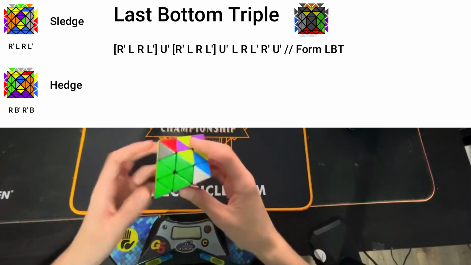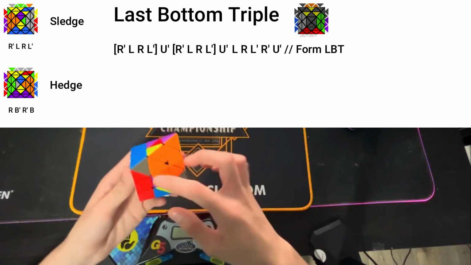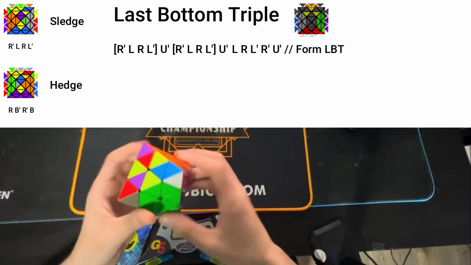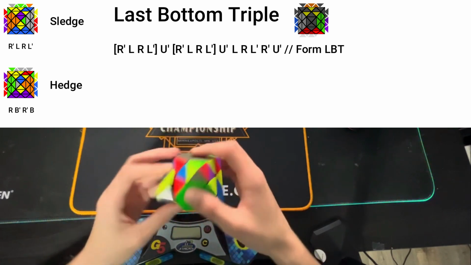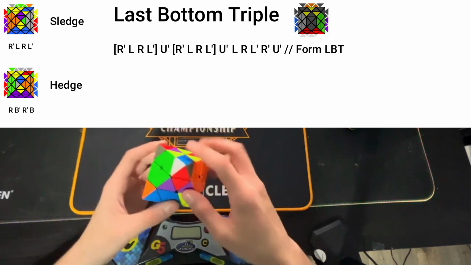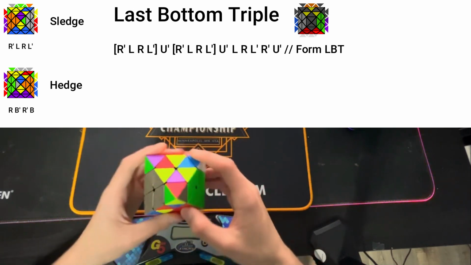And now, when it comes to inserting the bottom triple, you can't do this, because that messes up your centers scheme. So instead what we do is, first we make sure that it's not above its slot. So it can't be like that. It has to be above an already solved triple slot.